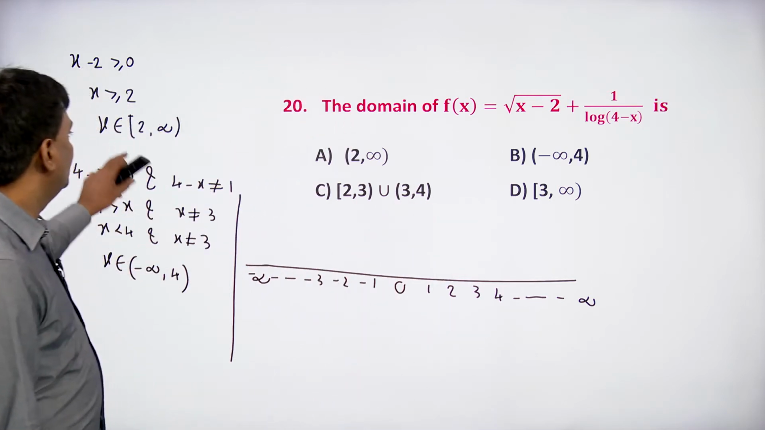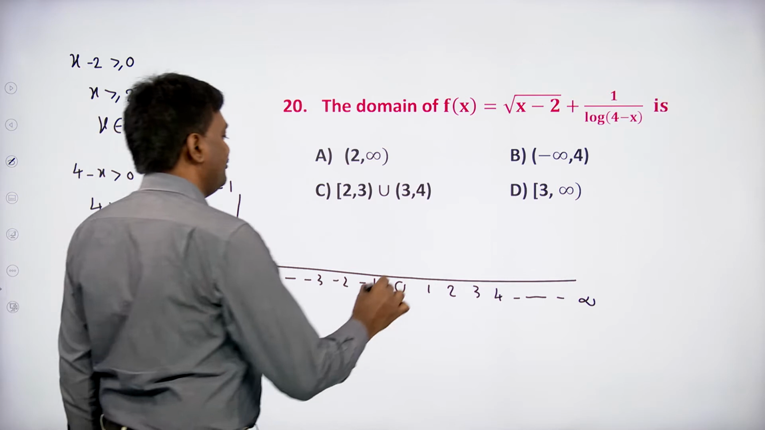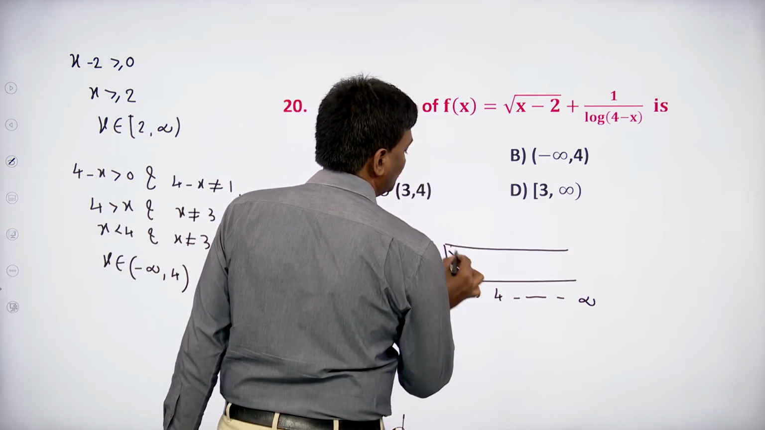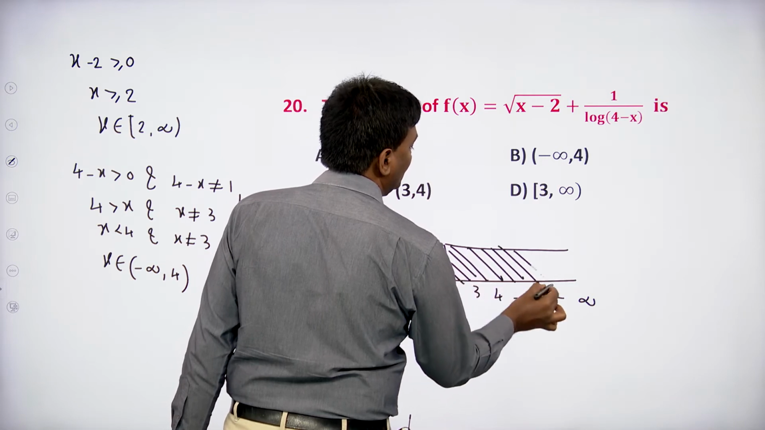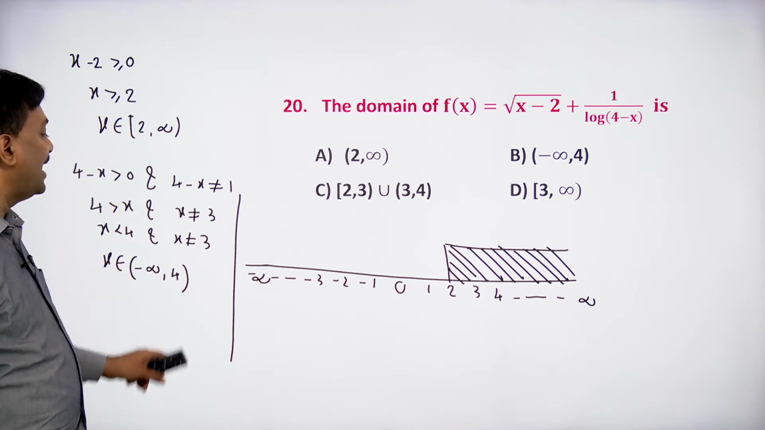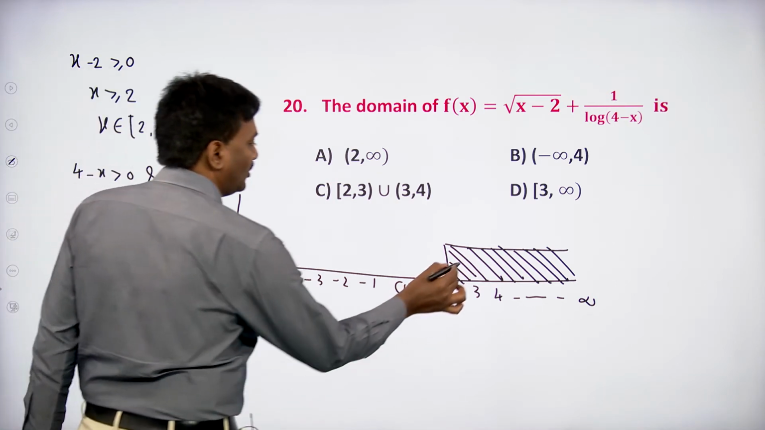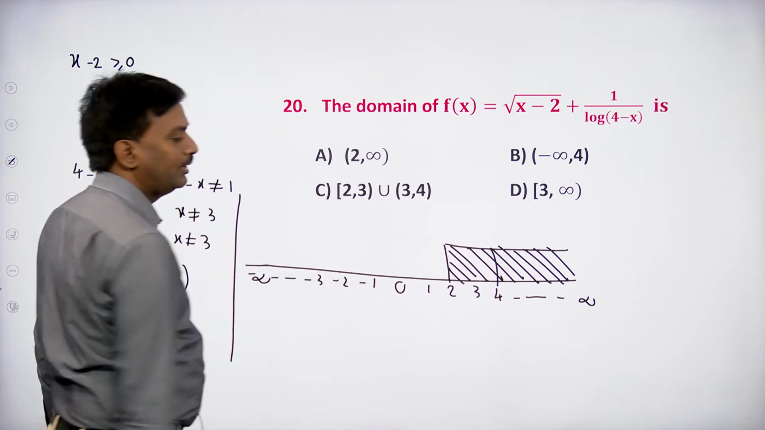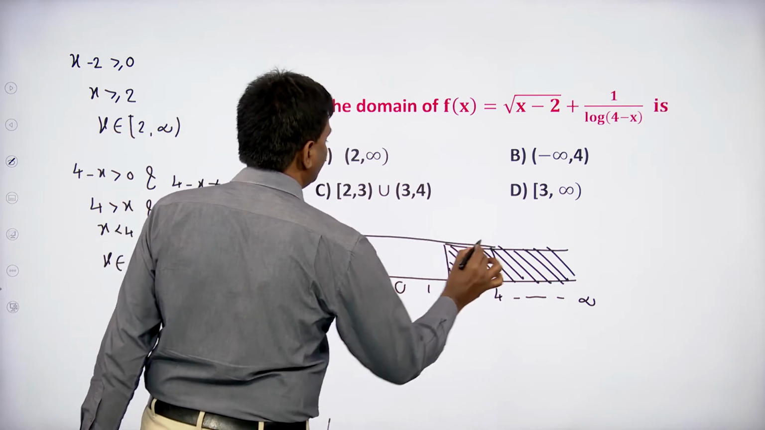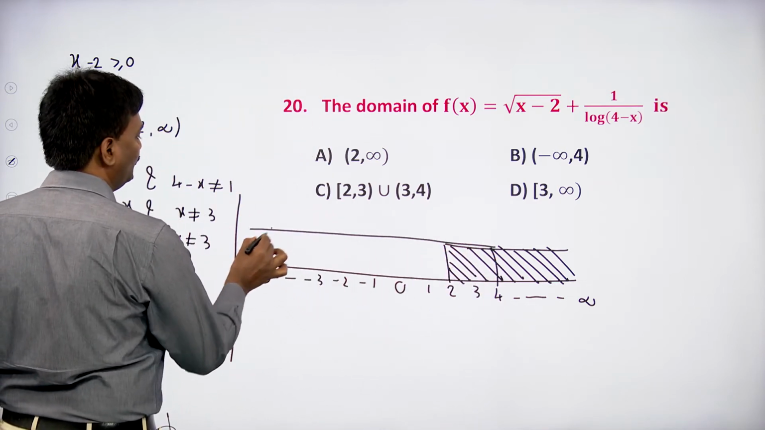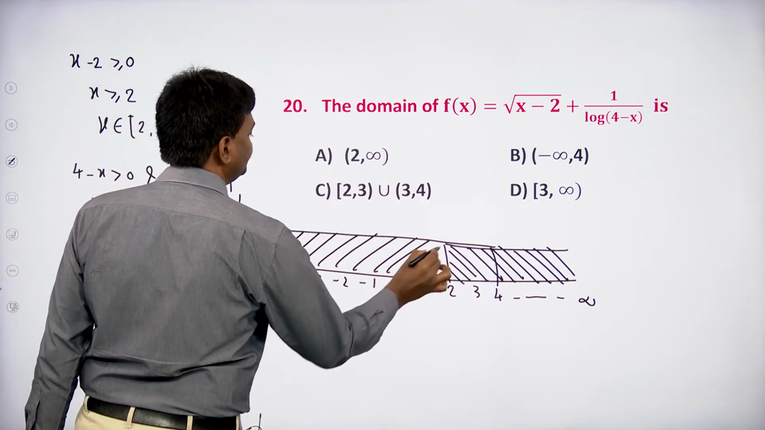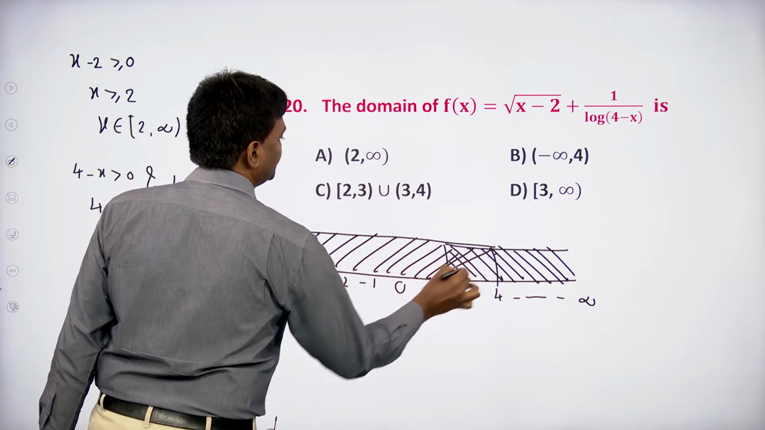Now let us take x belongs to 2 comma infinity. So this is 2, this is infinity. Let us take x belongs to minus infinity comma 4. Here we are not considering 4, so let us take the open bracket like this. So minus infinity comma 4. So we can take the shaded part like this.